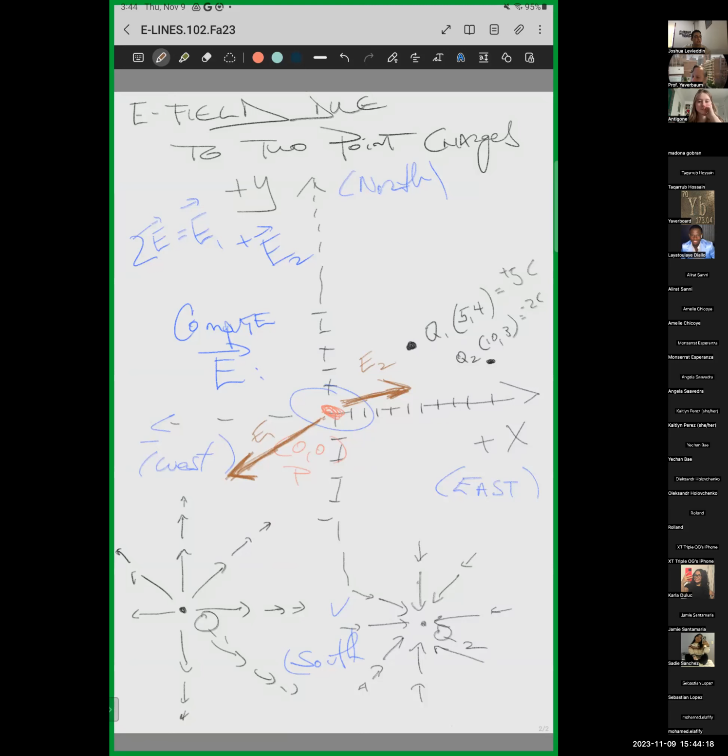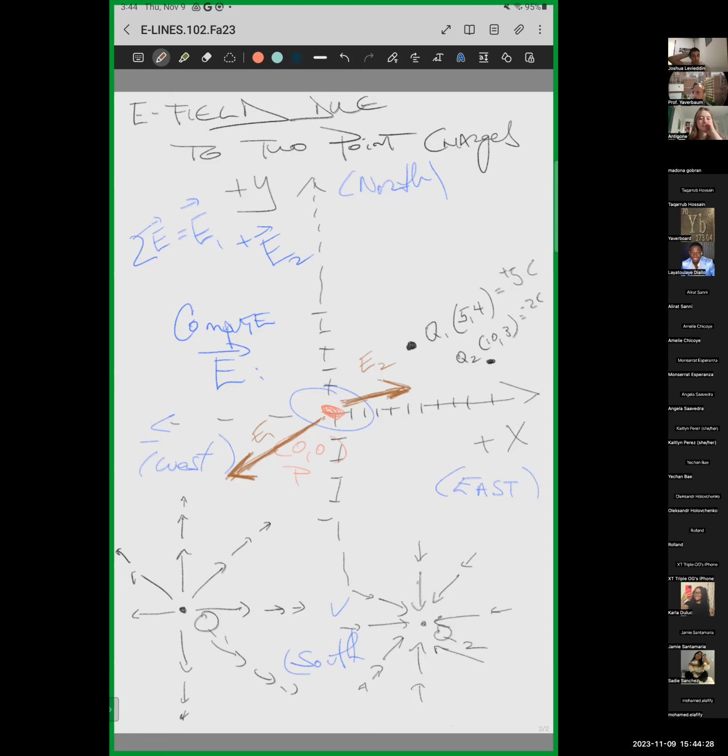You see how desperate it could be? Okay. The question is, how do I know that the E2 arrow needs to be shorter than the E1 arrow? Because I do know that.